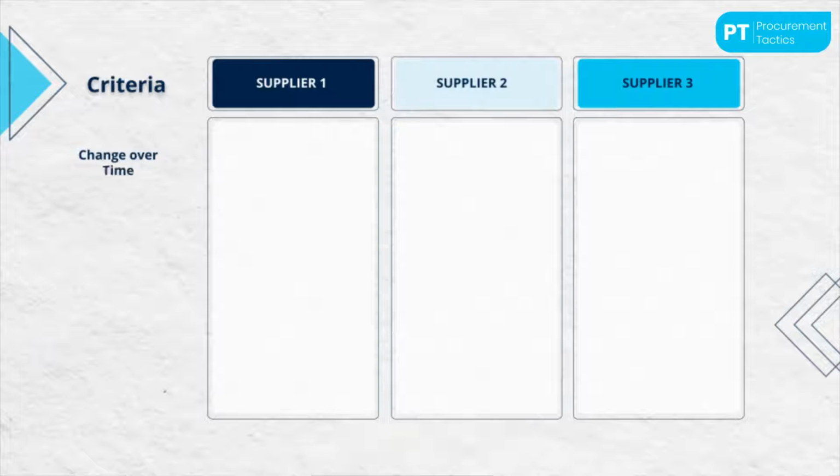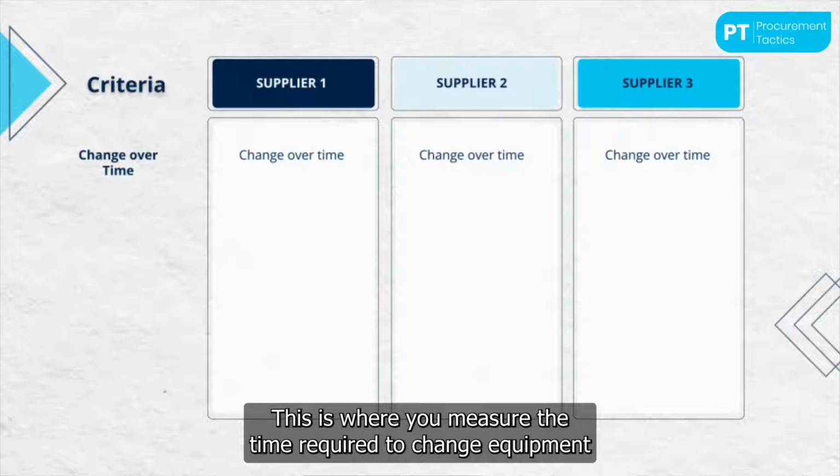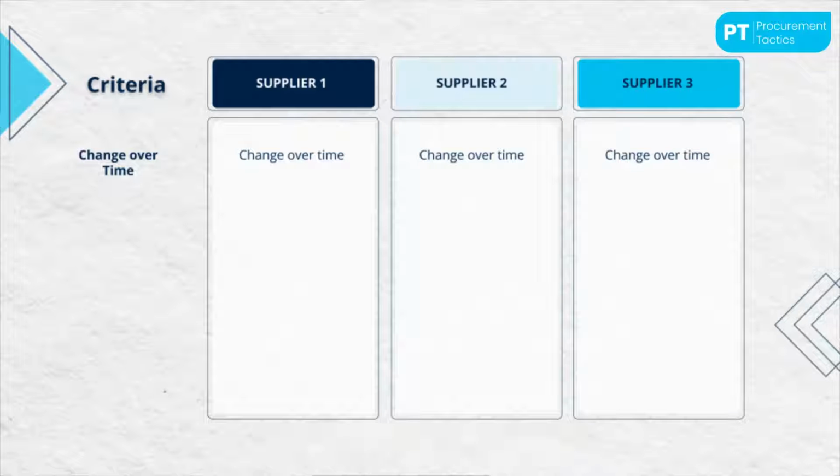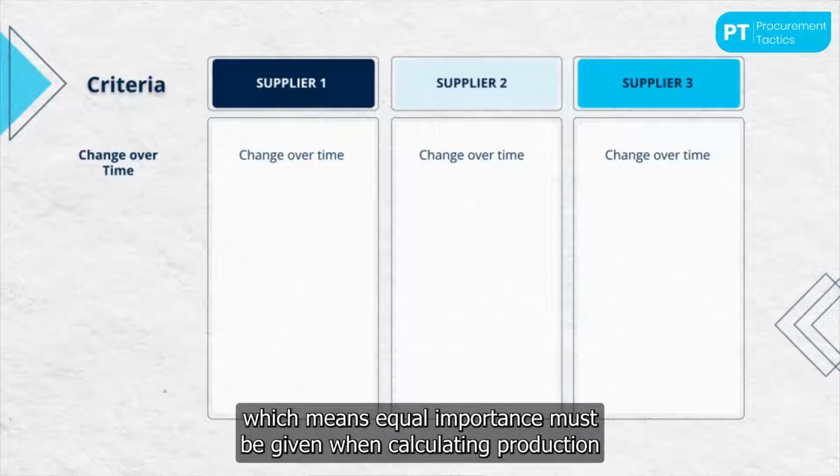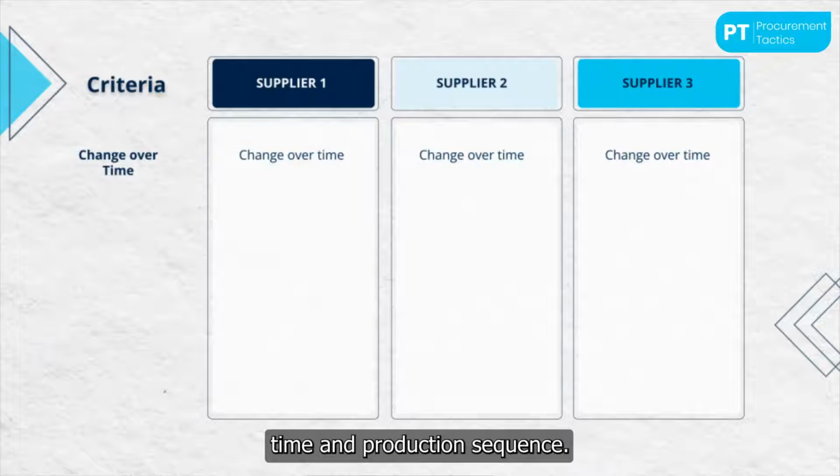Change over time. This is where you measure the time required to change equipment from product A to product B. The time can vary from minutes to days, which means equal importance must be given when calculating production time and production sequence. Quantity of units produced.